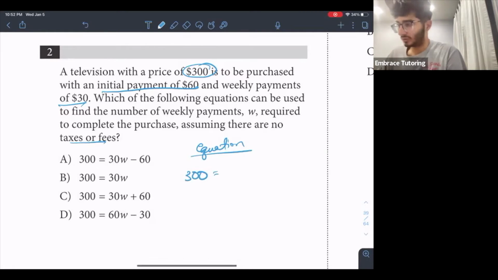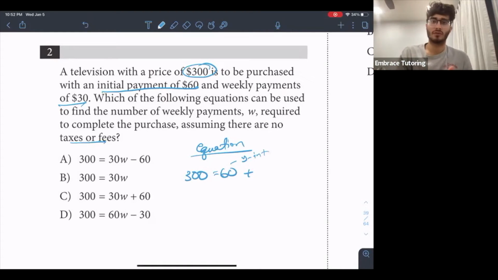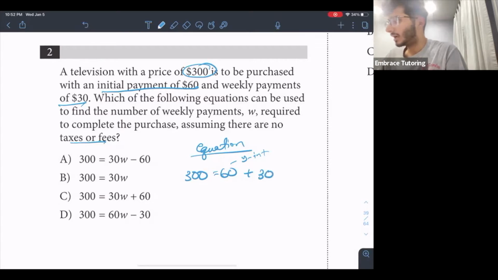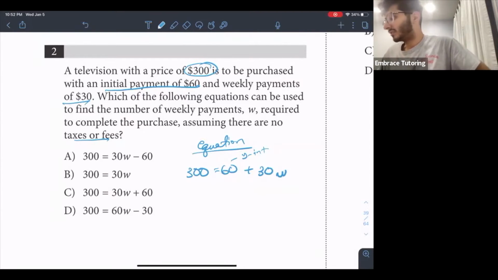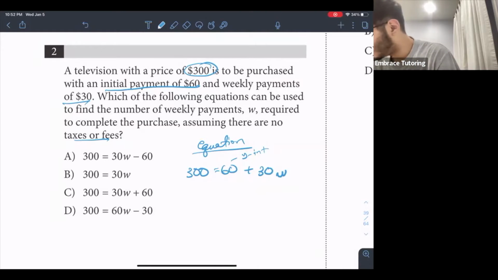300 is equal to the initial payment, which is the y-intercept. Then we have to add, because you have to get to a total price of $300, that's the goal. So it would be $30 times W weeks because it's every week. We could calculate the number of weeks to get to 300, but that's not what they're asking. They're just asking for the equation that can be used to find the number of weekly payments to complete the purchase, which is $300. If you match it to the equations they gave us, it is choice C.